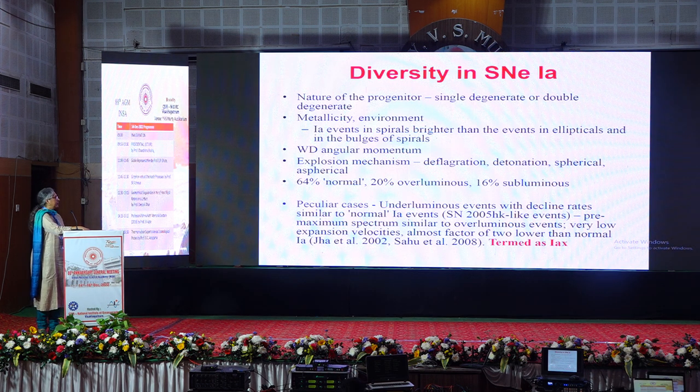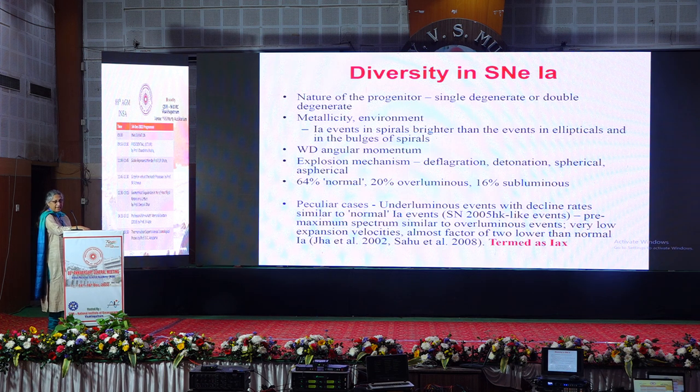The other property which can have an influence on the diversity is the metallicity or the environment. It's generally found that the type 1a supernovae that occur in spiral galaxies are brighter than the events that occur in the ellipticals or in the bulges of the spirals.